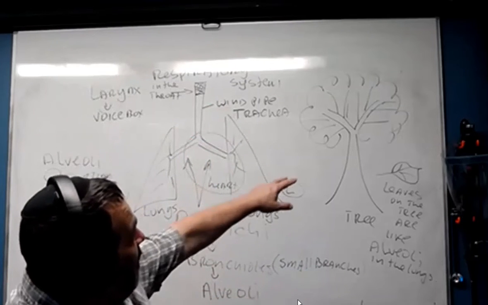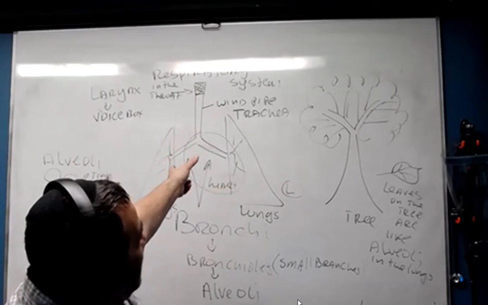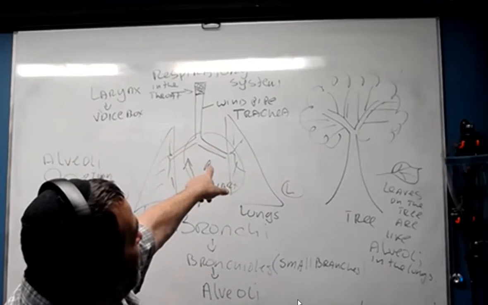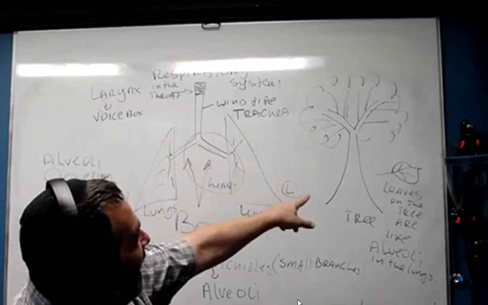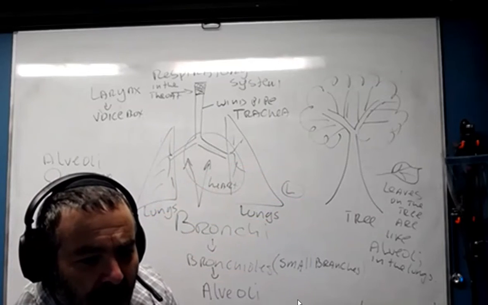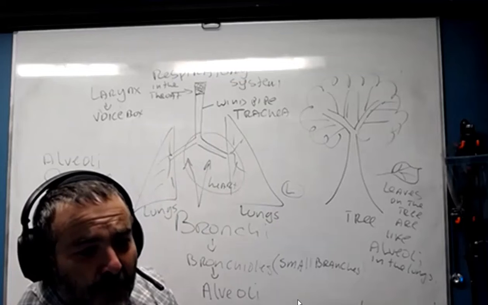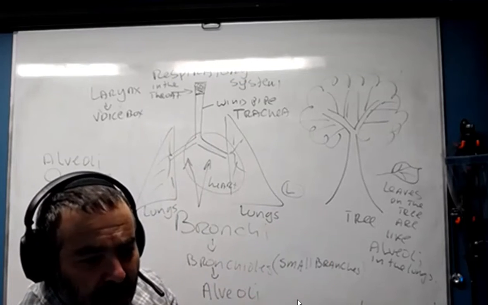All right. So if you look at the tree, this is a reverse picture of the lungs: bronchi, bronchioles, and alveoli, and they do the same thing. Trees breathe. The good thing for us is that they breathe and they give us oxygen.